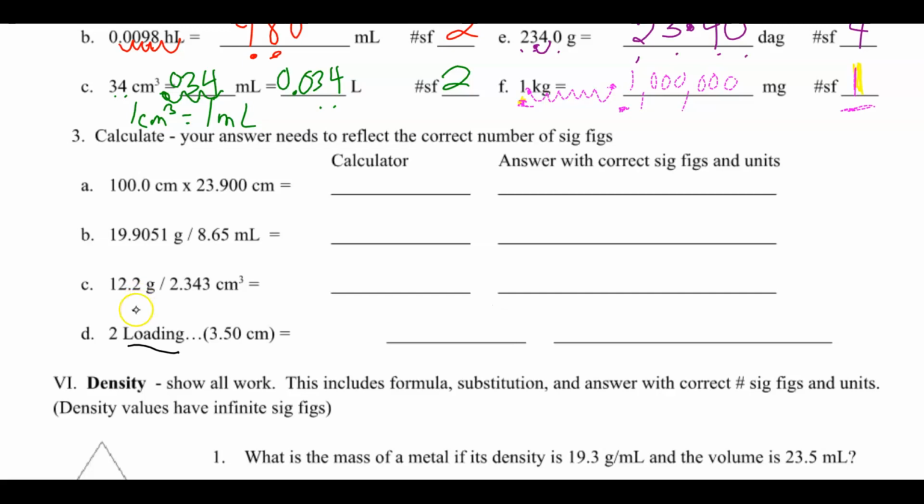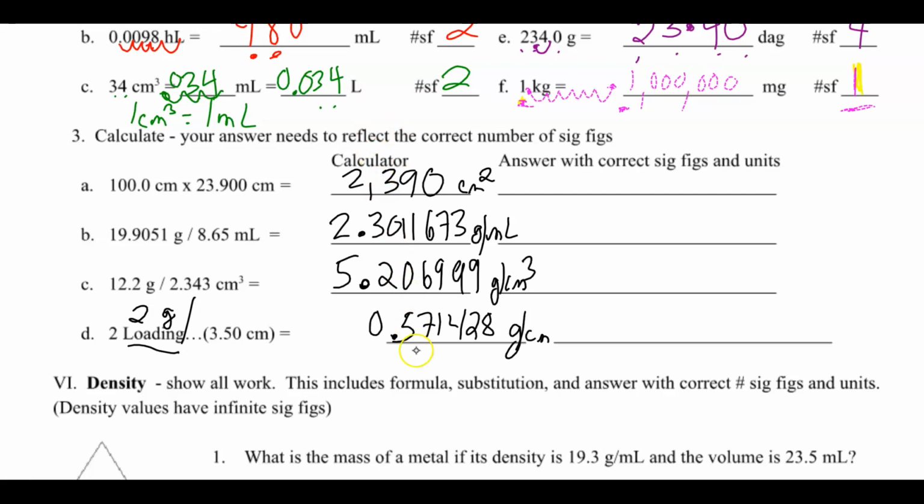Let's just make this one, I don't know, maybe this is supposed to be 2. Let's make it 2 grams divided by 3.5 centimeters. Okay, so here's our calculator answers.